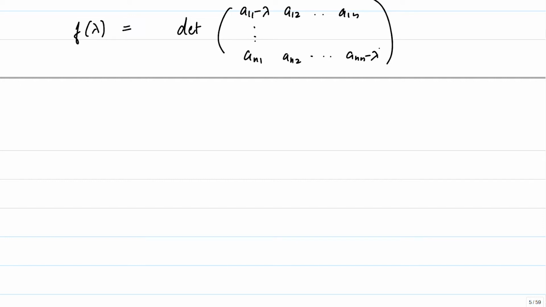The next proposition tells us that for the determinant of such a matrix, we will be able to say something about the degree as well. So let me write down the proposition and then tell you the conclusion.